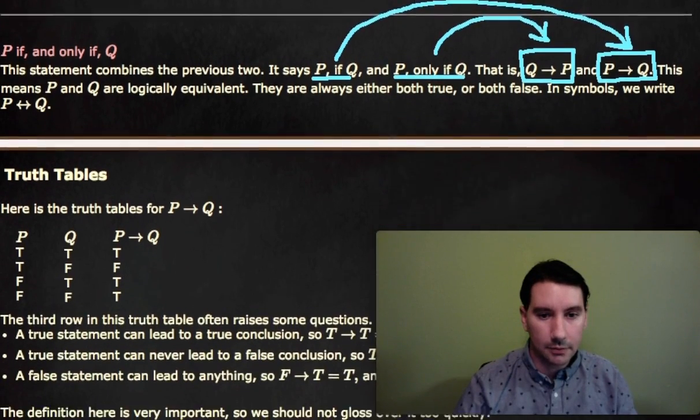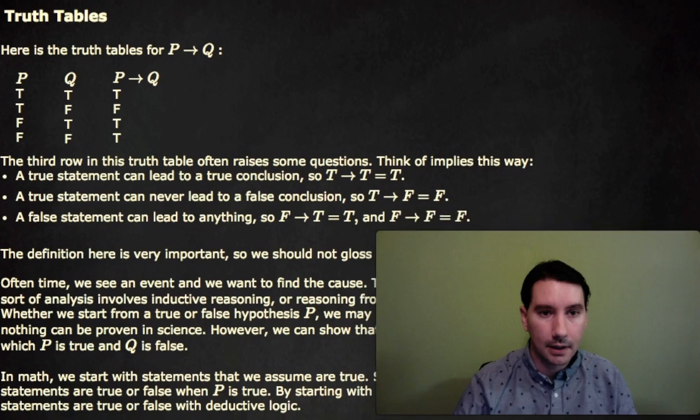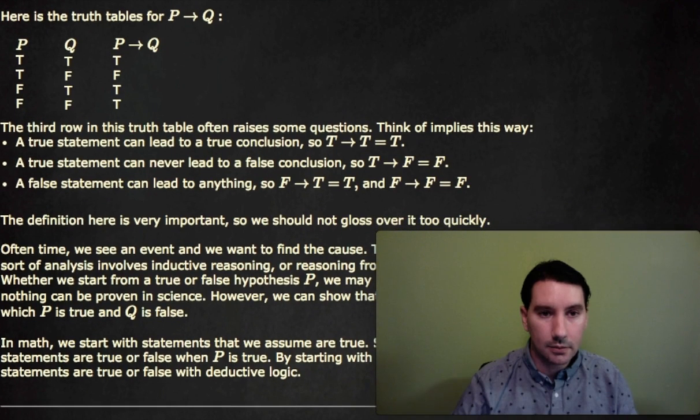Let's look at the truth table for implies. So P implies Q means that whenever P is true, then so is Q. So true implies true is true. You could write the symbol, I guess. True implies true equals true. False implies true equals true.